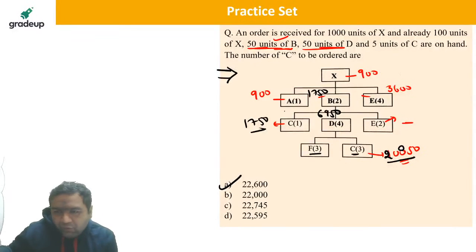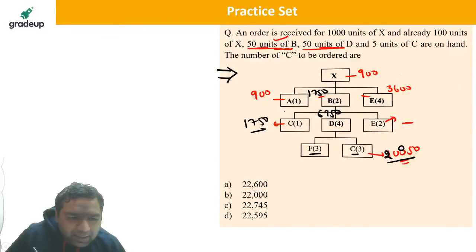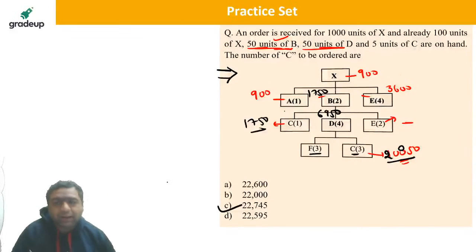Are you getting C for calculations? Okay, let me cross check it. Okay, 5 units of C are already available, that I had not counted. Fine, fine, fine. The answer is correct. Guys, this is correct. Wonderful.